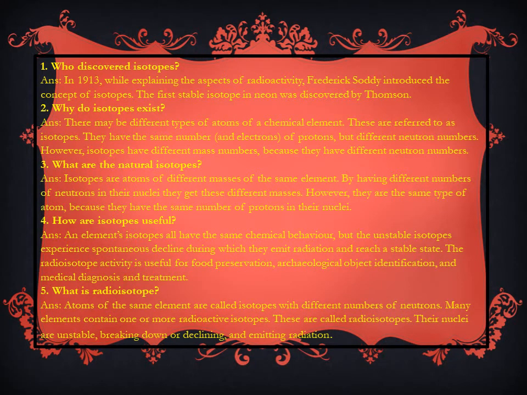Number 5. What is a radioisotope? Atoms of the same element with different numbers of neutrons are called isotopes. Many elements contain one or more radioactive isotopes. These are called radioisotopes. Their nuclei are unstable, breaking down or decaying, and emitting radiation.